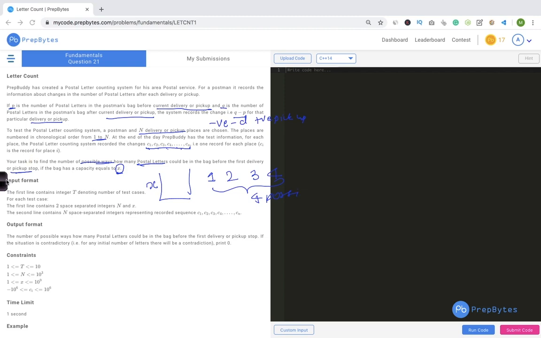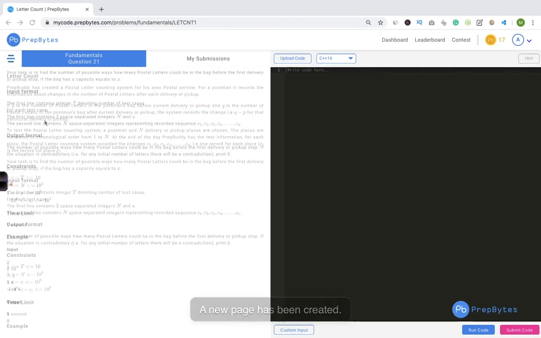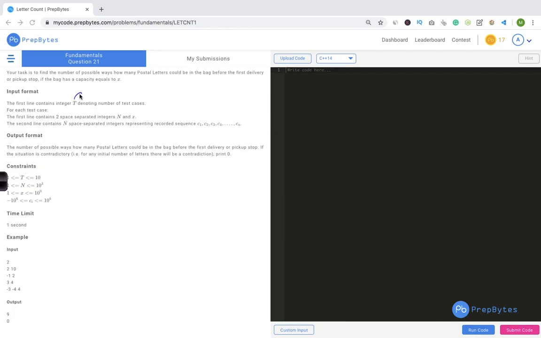We'll see the input-output format, constraints, and the examples. If we see the input format, the first line contains T, denoting the number of test cases. For each test case, the first line contains 2 space-separated integers n and x. N is the number of locations, or number of delivery and pickup stops. X is the capacity of the bag in which he was having letters initially.